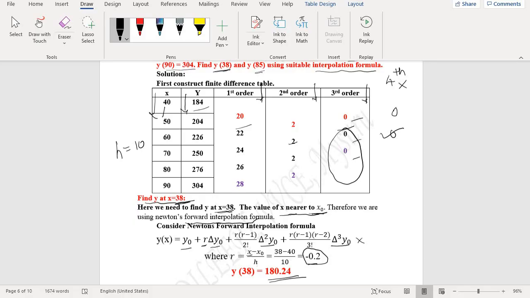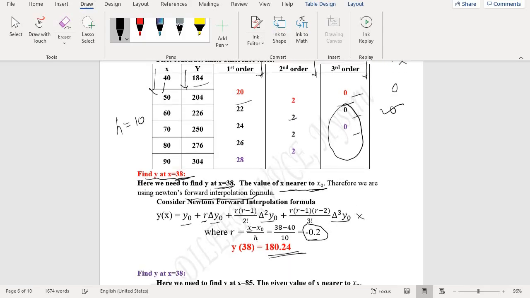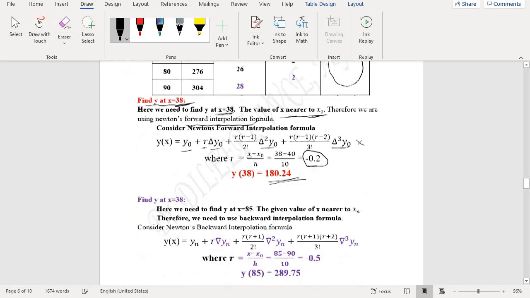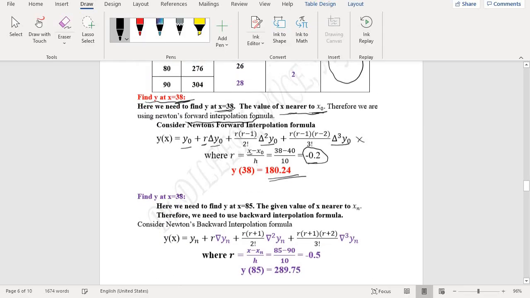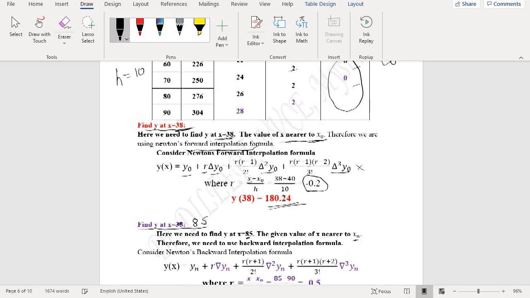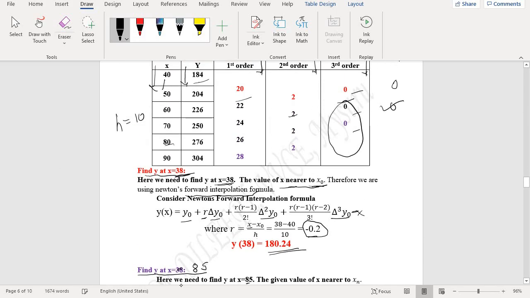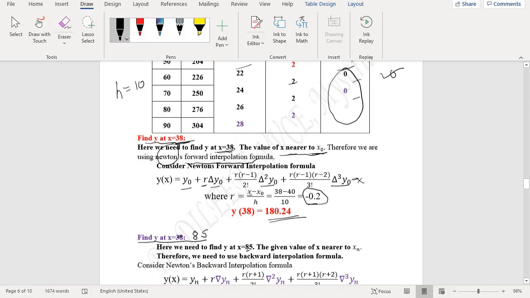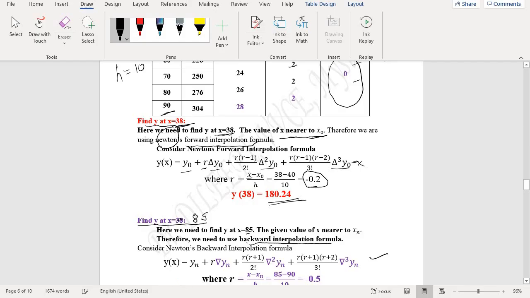Use the same table for another problem, y of 85. So observe y of 85, sorry, this is not 38, this is 85. I am finding y at x is equal to 85. So this is nearer to xn. Observe the table. 85 is nearer to 90. Means the last value of x. So that's why I am going to use a backward interpolation formula. So consider backward interpolation formula.